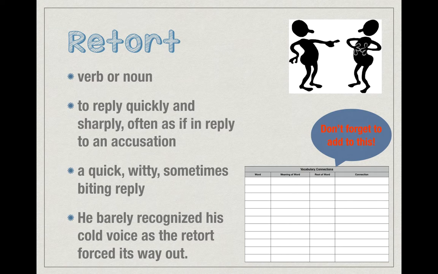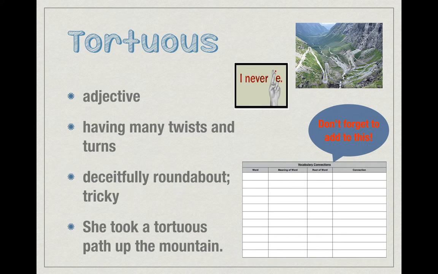The final word that we're going to learn that uses the root torquio is tortuous. Tortuous is an adjective. Again, there are two different definitions. The first is having many twists and turns, and the second is deceitfully roundabout or tricky. She took a tortuous path up the mountain, meaning the path had many twists and turns.